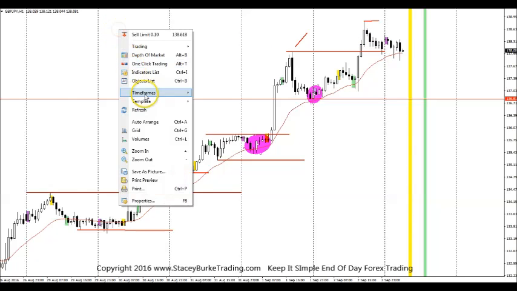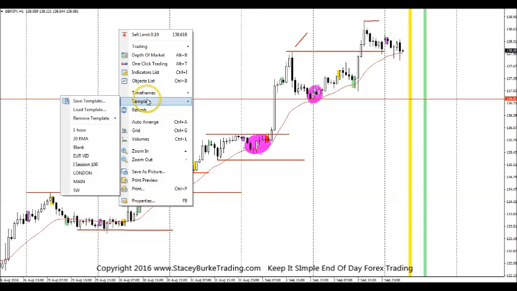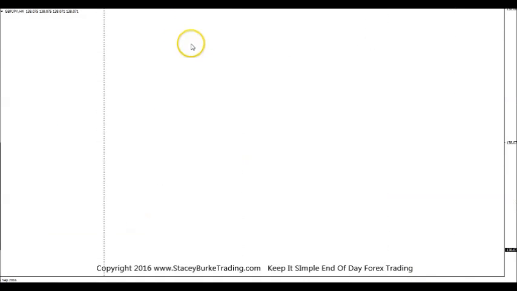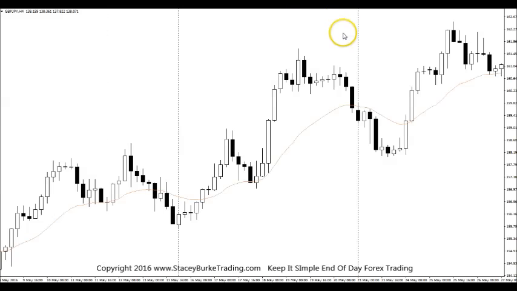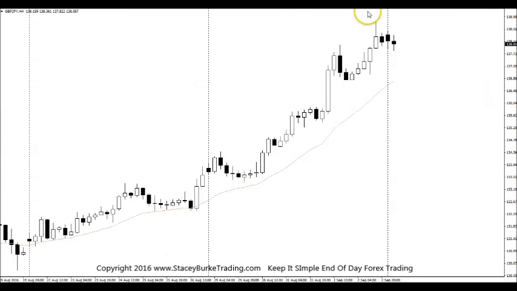Now, if we were to look at this a little bit differently, we're looking at the 4-hour chart. The dotted lines in this case are the beginnings of the week, so Monday morning. Another way to keep this simple, you can put your levels on there.